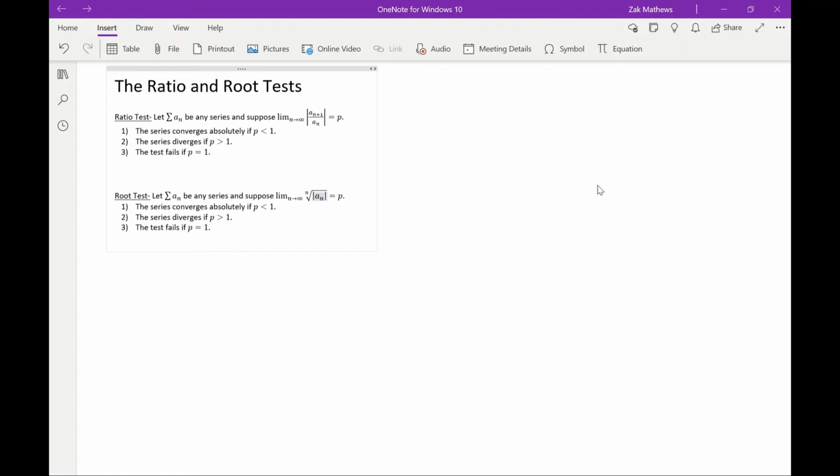In this video we're going to look at two more tests to determine the convergence or divergence of series. These are the ratio and the root tests. I've defined both of these right away because I do want to compare. There are some similarities in what they look like, and there are times that we can use either or.